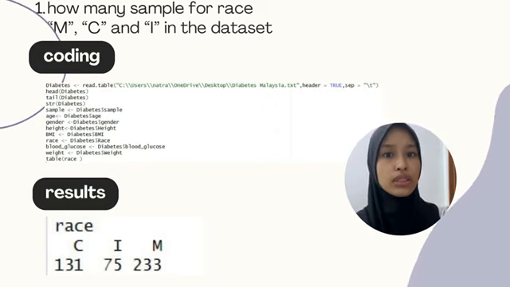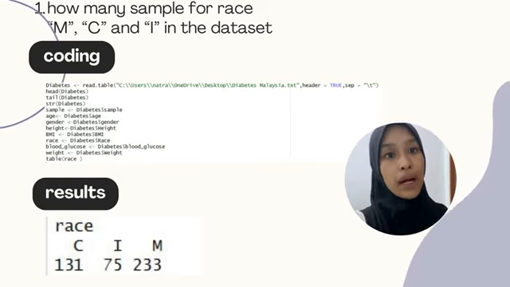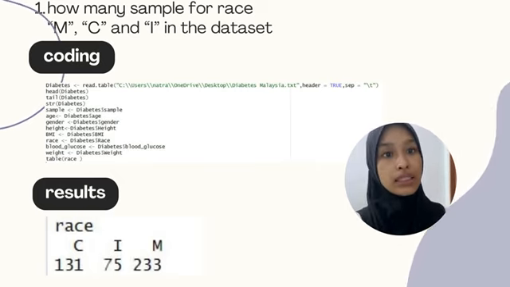So hence, from the result of this output, we know that there are 131 Chinese, 75 Indians, and 233 Malays involved in this overall dataset. That totals 439 individuals in the dataset. I'm going to pass question 2 to my friend Natra Suraya.